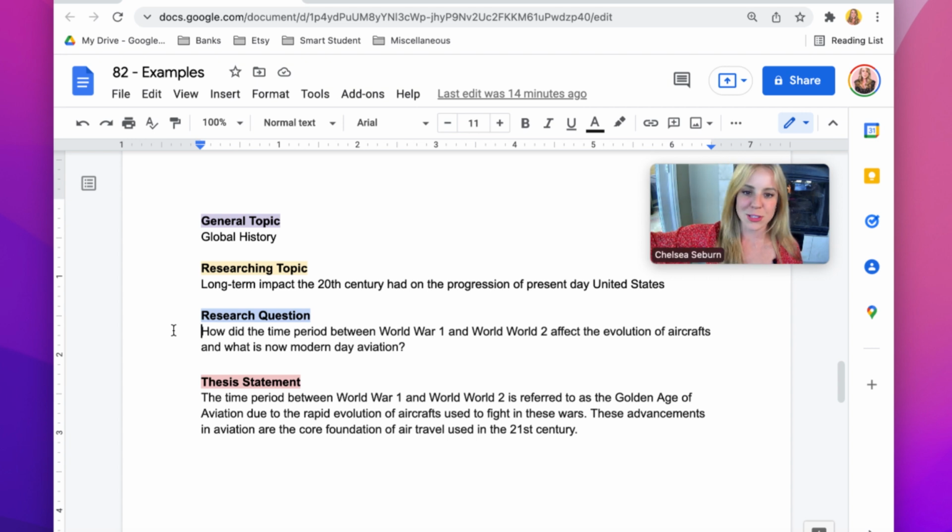We go do our research, we answer this question, and we have all three things we need for our thesis statement. So we come up with this: the time period between World War I and World War II is referred to as the golden age of aviation due to the rapid evolution of aircrafts used to fight in these wars. These advancements in aviation are the core foundation of air travel used in the 21st century.